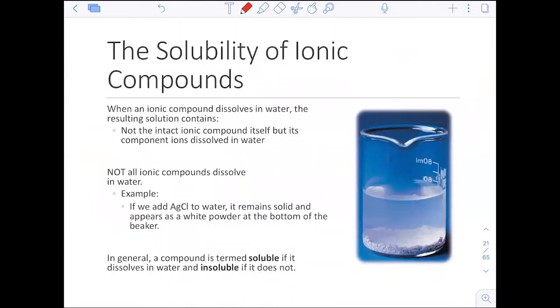So, ionic compounds. When an ionic compound dissolves in water, the resulting solution contains not the intact ionic compound itself. There's no more lattice, but it's a complete component of ions dissolved. But not all ionic compounds actually dissolve in water. AgCl, that's what we see right here, silver 1 chloride. It remains a solid and appears as a white powder at the bottom of the beaker. It is not soluble. It is what we call insoluble, meaning it is not able to dissolve in water. So we'll say no solution here. Soluble is the term that says a solution will form. Sodium chloride is soluble in water. Silver 1 chloride is insoluble in water.